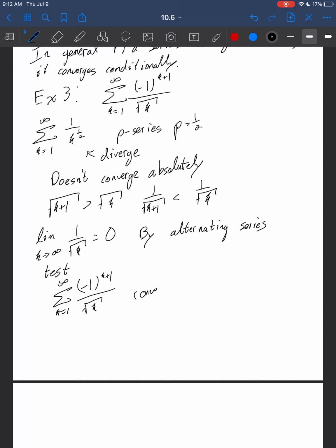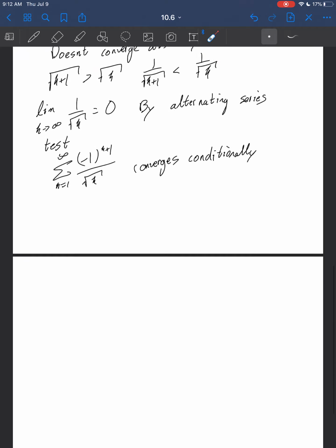And so by the alternating series test, the sum from k equals 1 to infinity of negative 1 to the k plus 1 over the square root of k converges conditionally. So like the alternating harmonic series, this is an example of something that doesn't converge absolutely, but does converge conditionally. Okay, let's do another example.